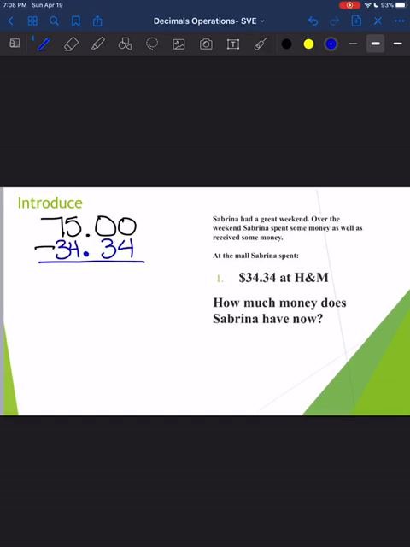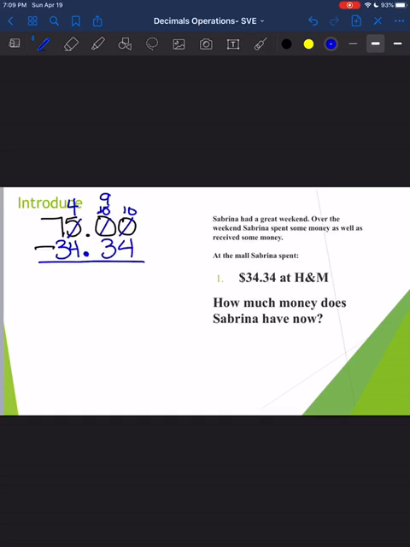Like the same rules of adding and subtracting whole numbers, I am going to have to regroup from the 5 to subtract the 34 cents from the $75 when I first began. So this 5 becomes a 4, and this 0 becomes a 10, and then it turns into a 9 to give to this 0, and this 0 becomes a 10. After that, I am going to subtract as normal.